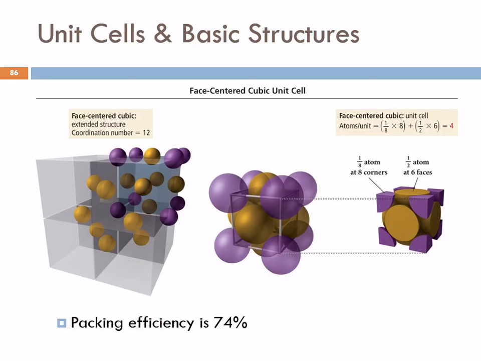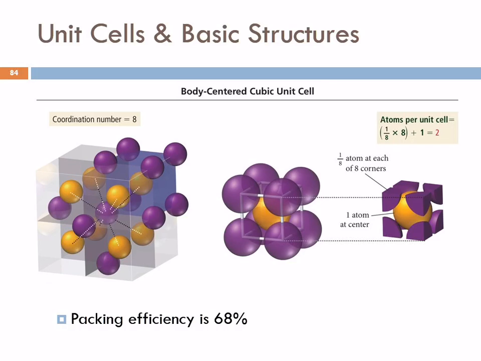When we look at the coordination number, here's our atom in the middle. This atom is touching these other atoms, and it's really kind of hard to see in here, but the coordination number is 12. Packing efficiency, 74%. The face-centered cubic unit cell contains 4 atoms. I think I skipped that on the body-centered. The body-centered has 2 atoms, and the simple cubic has 1 in its unit cell.